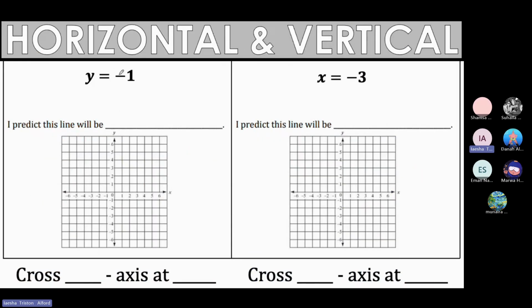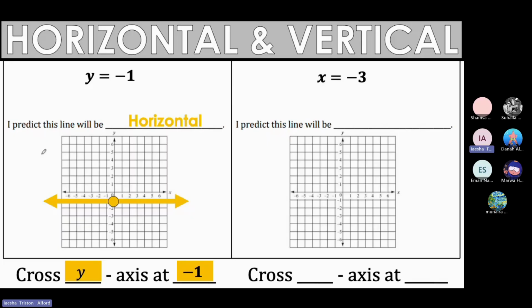So this is y equal -1. What kind of line should you have here? Horizontal. It's going to cross what? Y-axis. At what number? -1, right? So in your exam paper, because your exam is on paper, you're going to go to the y-axis, you're going to go to -1, and you're going to draw a horizontal line with your highlighter.